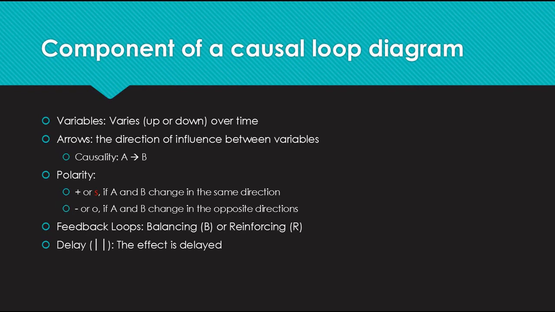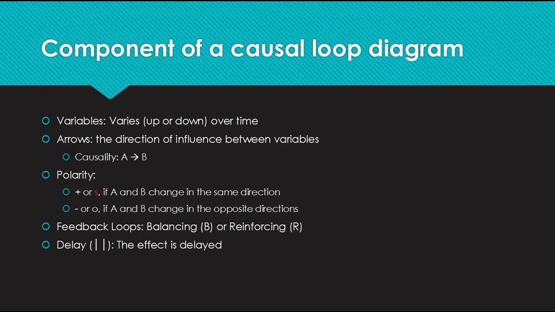On the opposite, a negative sign means that A and B change in the opposite direction. For example, if you increase A, then B would decrease, and so we put a negative sign. We can have more examples of that later.